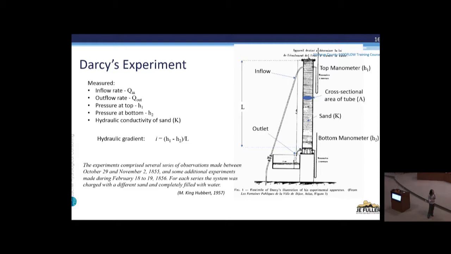series of observations made between October 29th and November, that's not important, but 1855, and some additional experiments made during February 1856. For each series, the system was charged with a different sand and completely filled with water. So he was astute enough to realize that not all sand is created equal, and that it might have some impact on how the inflow and outflow in the system relate to each other.